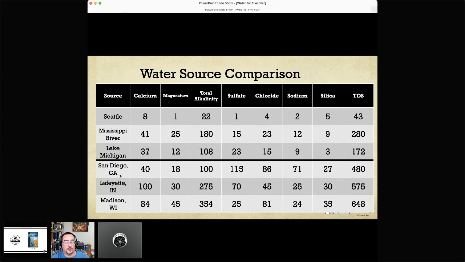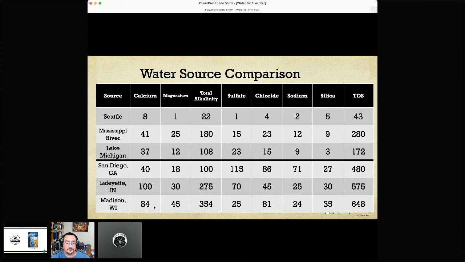You go to some groundwater sources, such as San Diego: similar calcium, similar magnesium, similar alkalinity, but your permanent hardness, your sulfates, chlorides, and sodiums are much higher, with the TDS closer to 500. Lafayette, Indiana: high calcium, which is nice, high magnesium, which is nice, but very high alkalinity, which is bad. Sulfate and chloride and sodium are pretty good, manageable, TDS of 575.